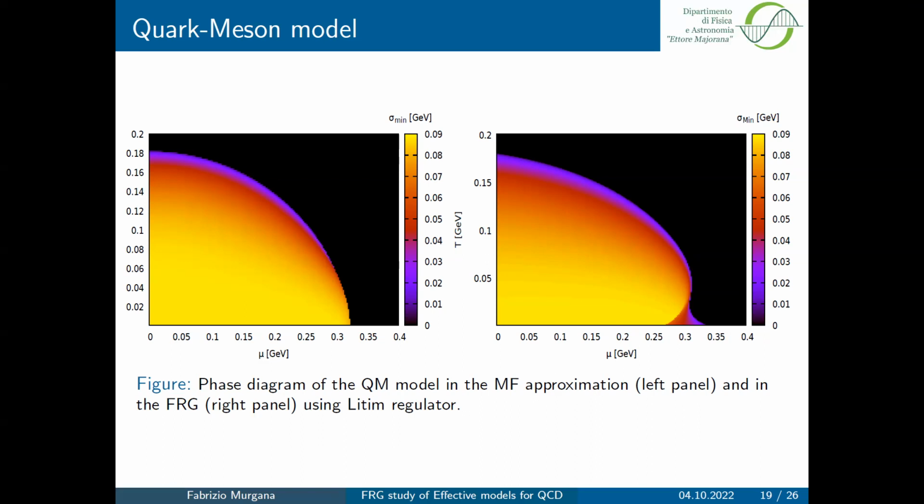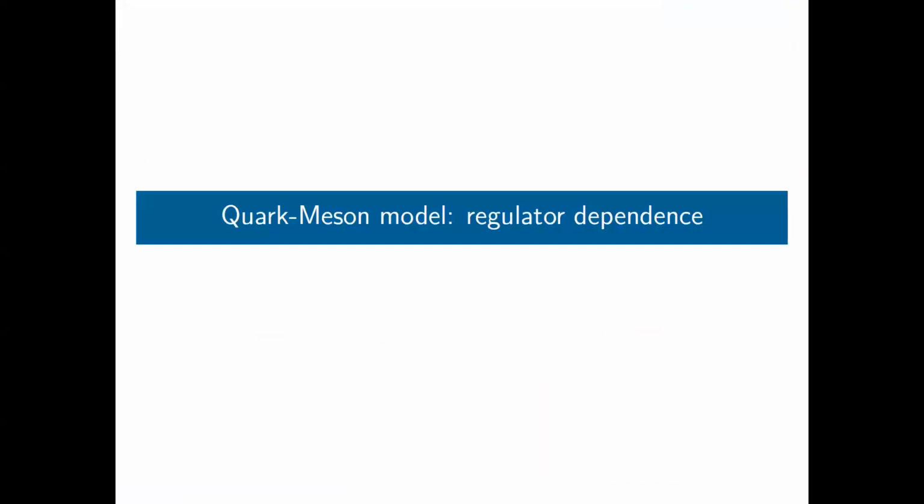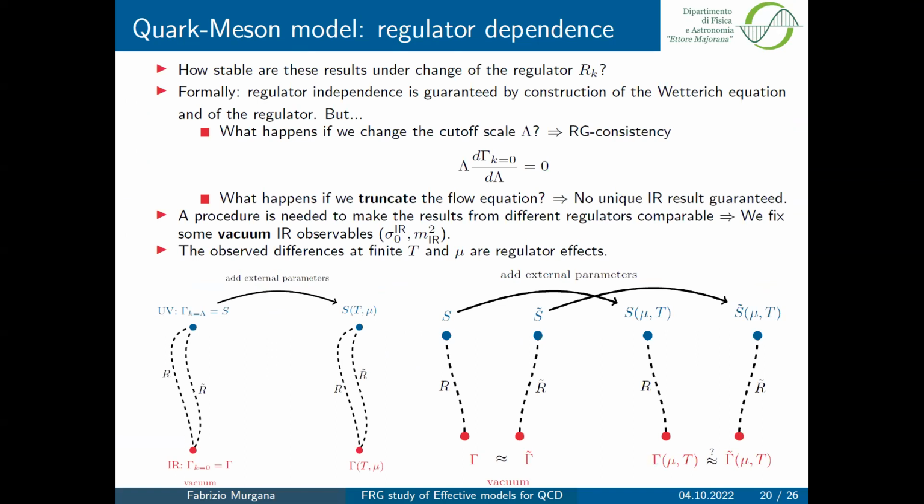So this is the result we obtain in the functional normalization group method. Now we move to another chapter of this study, the regulator dependence. How stable are these results under the change of the regulator, one may ask. Well, we said before, and this was a point I highlighted, that in principle you should have zero regulator dependence if you have the full flow equation, but you don't, because at some point you truncate.